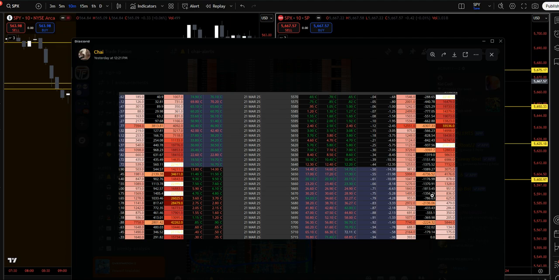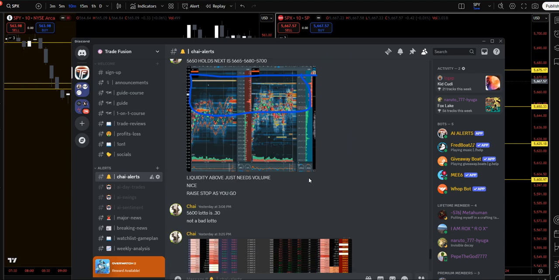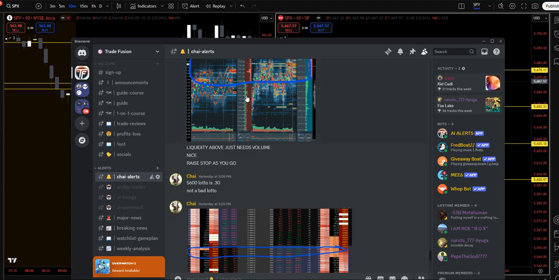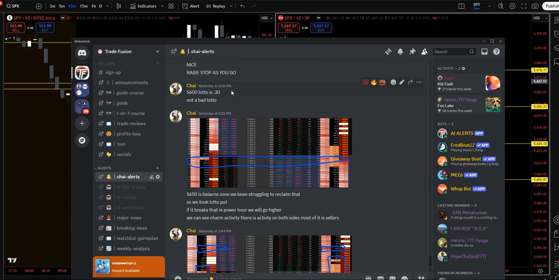right? This area was getting a lot of volume, and actually it was getting a lot of volume earlier in the day, and the orders were moving up. So since we were getting a lot of volume here and we never went towards this area, that's something we keep on watch. Okay, we could see that liquidity was building up, and then you can see that at 3 o'clock I took a lot of puts.